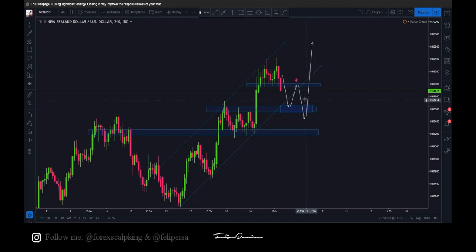Now, the way it's going to happen is not going to just boom explode up. There's going to be a retest of this area where all the bears got into the market, and then there's going to be that last little push to get that second time failure, and then that's where everything changes.